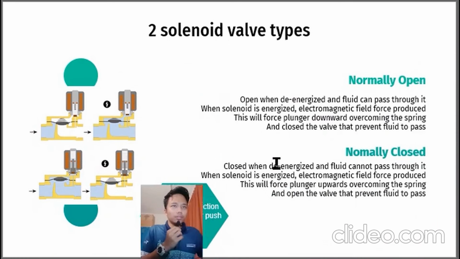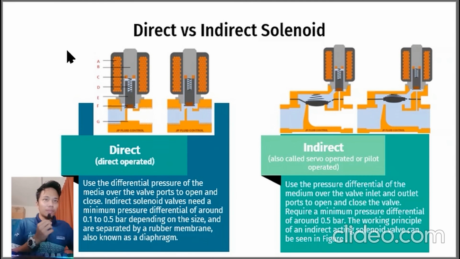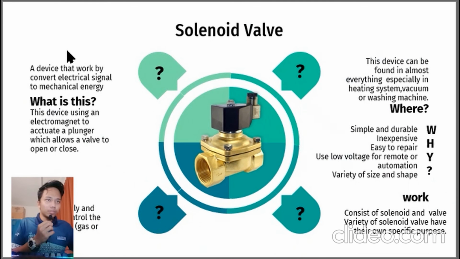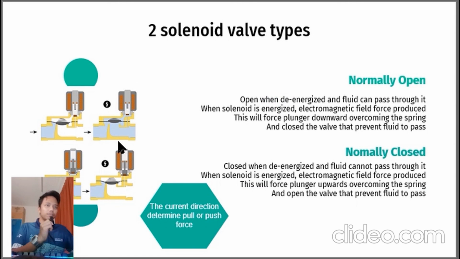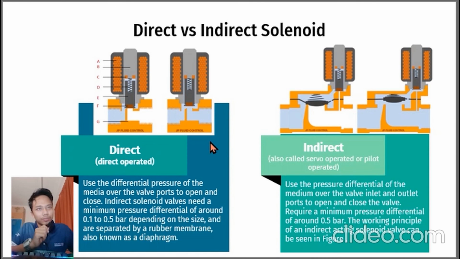So there are two-way or three-way solenoid valves. There is a variety of solenoid valves, and they each have their own specific purpose. So next, there are two solenoid valve types: direct versus indirect solenoid.